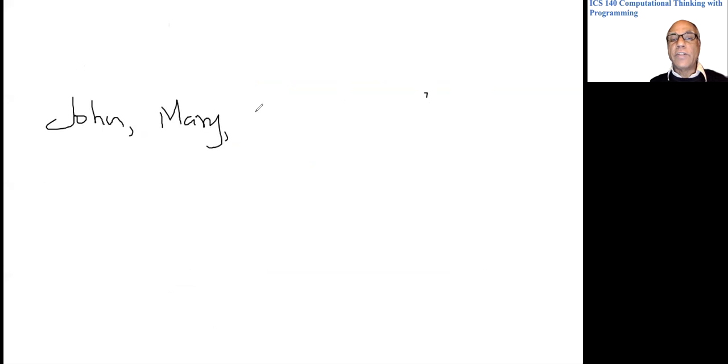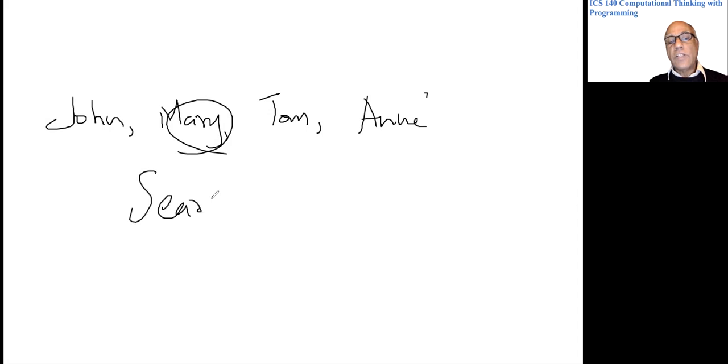So searching is basically looking for things, right? So you have a list of contacts perhaps. Suppose you have a bunch of names, John, Mary, Tom, Anne, and so on. And you want to see whether Mary is in this list. So you look for Mary here in this list, and she is there. You look for Dick, and Dick is not here. So that is searching. It is one of the most important problems in computer science.